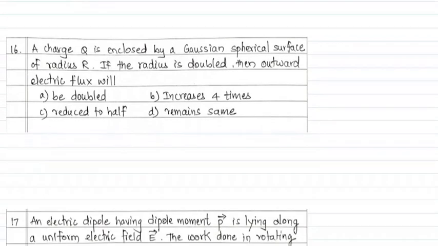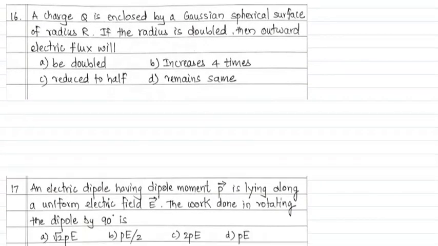A charge Q is enclosed by a Gaussian spherical surface of radius R. If the radius is doubled, then the outward flux? In previous questions, we have seen that flux does not depend on the Gaussian surface. Now here there are charges, we may say Q1, Q2, Q3, and so on. So there is a surface enclosing all these charges.